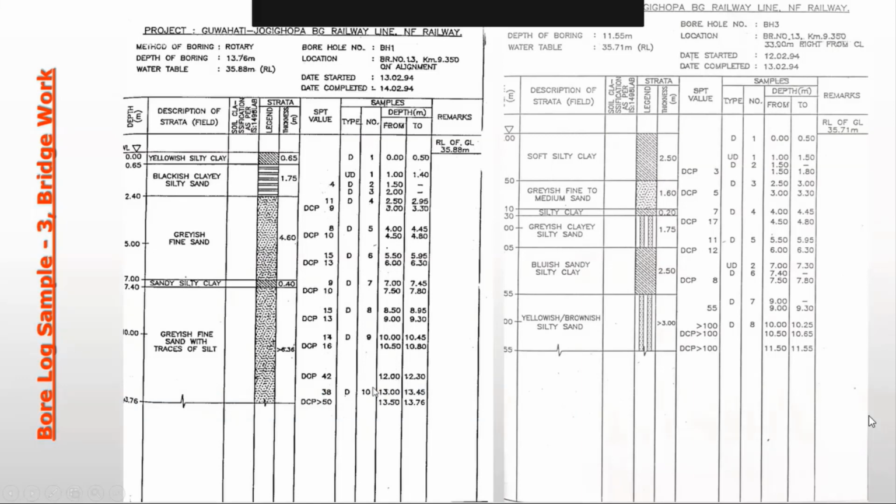And if the number of blows increases to 100 for this 300 mm, then the SPT is considered to be refusing. But here you will find it has not exceeded 100, so not even 50. So these SPT values are valid. Now I will explain to you the DCP values.